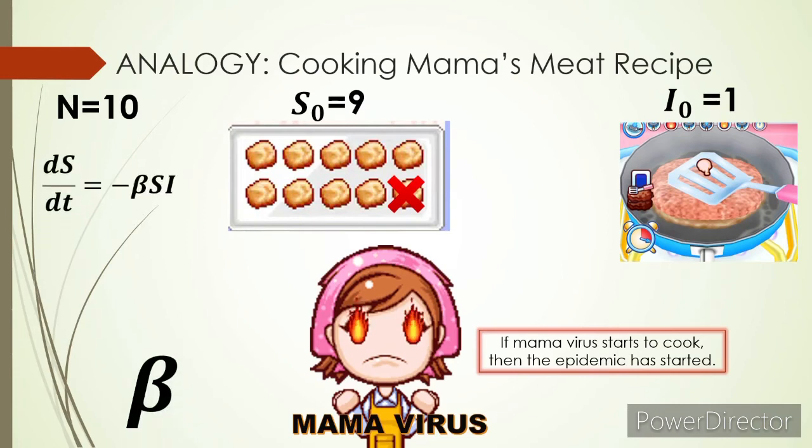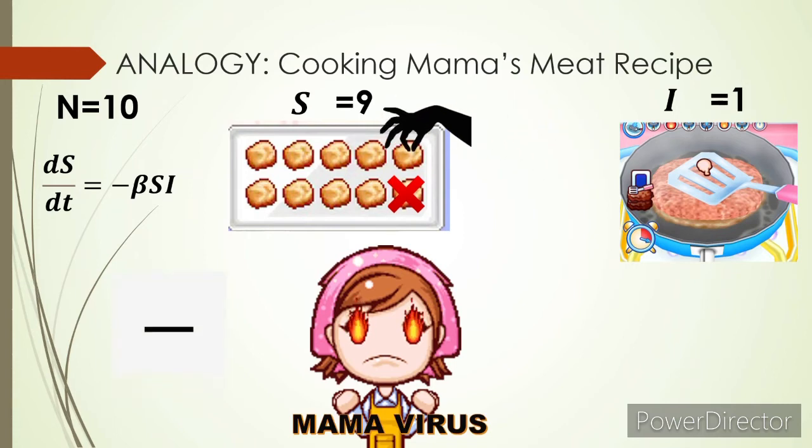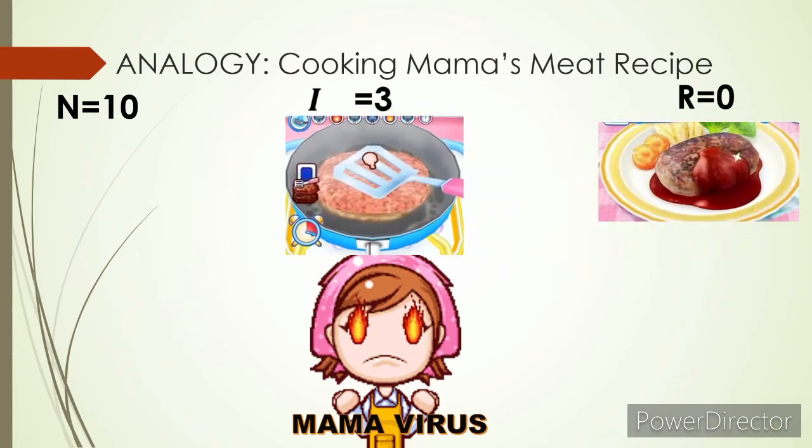The transmission rate in here is the rate at which Mama transfers the raw meat into the pan, wherein the faster it is, the higher the rate. Now the reason for the negative sign is because the raw meat decreases, because naturally you need to cook it to eat it. So for the infectives, formula.